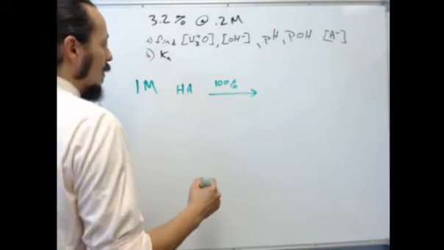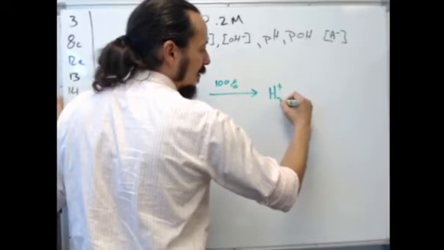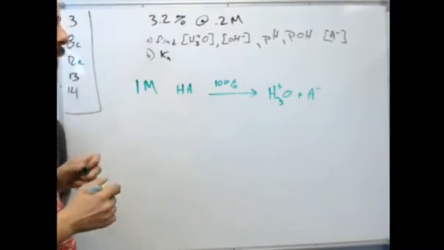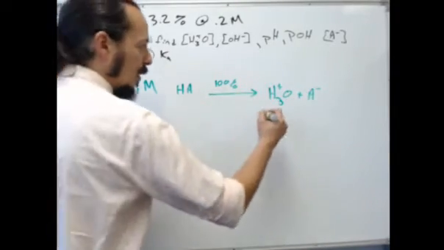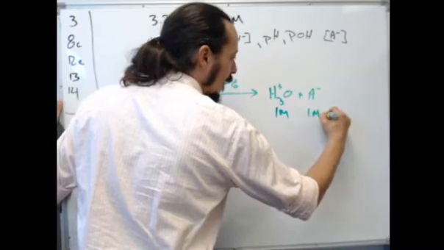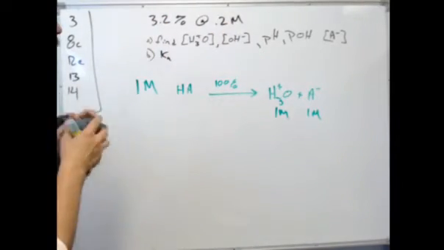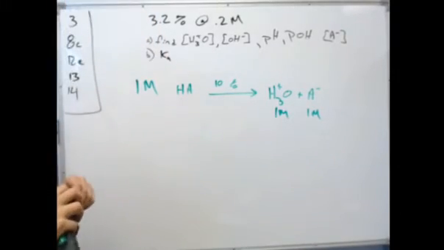Well, I'm confused. We know it's going to go to H plus and A minus. But what's going to be the concentration of each of those if it 100% dissociates? 1 molar. Right? Because it completely dissociates. That would be like a strong acid. Let's change it and say, what if it was 10% dissociation? 0.1.